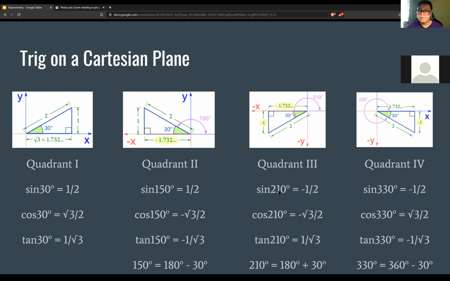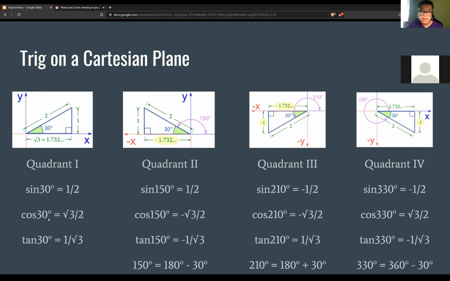So let's look at sine of 210 degrees. Remember, that is the y length divided by r. R stays positive always, but since y is negative, the ratio will be negative. So this is negative 1/2. Now cosine of 210 degrees is x over r. Remember, the x length is negative and r stays positive. So you divide negative by positive, you get a negative ratio. So negative square root 3 over 2.